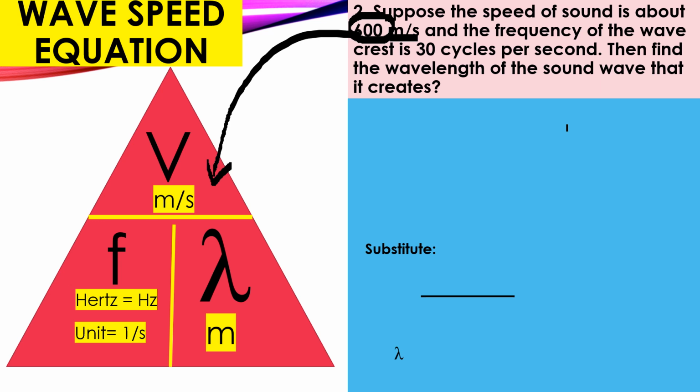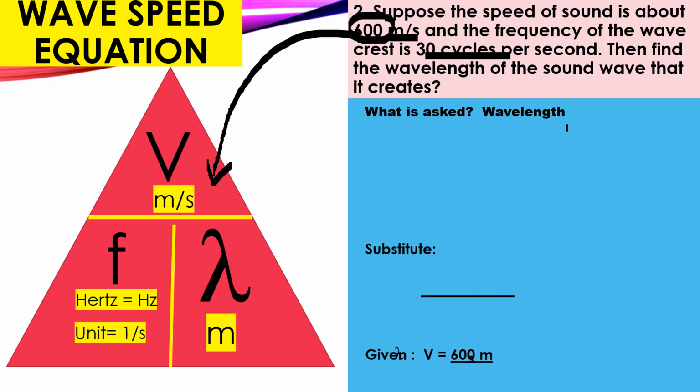And the frequency of the wave is 30 cycles. Okay, huwag kayong magulo sa 30 cycles. It means 30 waves ang na-create niya in 1 second. Then, find the wavelength of the sound. So, since cycles per second, ang ni-refer niyan ay si hertz. It's a frequency. Ang hinahanap natin ay wavelength.